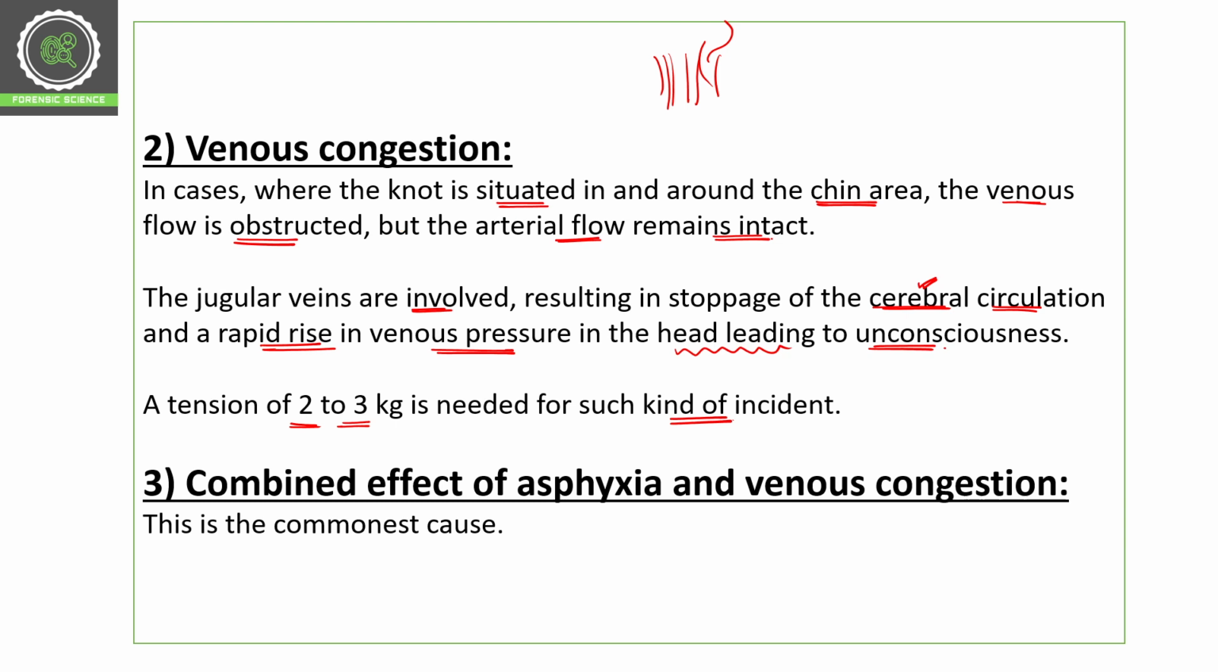It will be rapidly increasing at that point, and it will lead up to unconsciousness followed by death. So this happens. But the third situation is when asphyxia and venous congestion both happen. So this is the most common case in hanging. There is no specific case which is just asphyxia or just venous congestion. In most hangings, there is the involvement of these two things.